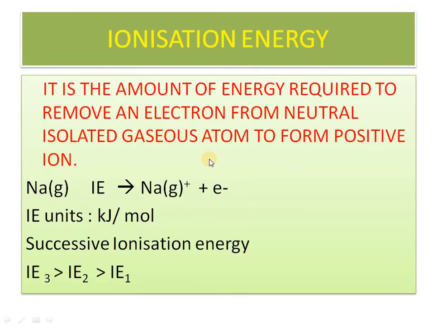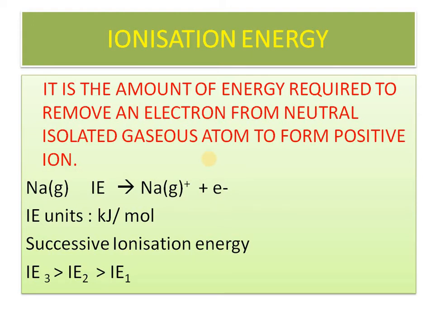Next is ionization energy. It is the amount of energy required to remove an electron from an isolated gaseous atom to form a positive ion. If you take the example of sodium, it is basically in the solid state. Solid we have to change into gas, then only this will be possible, because ionization energy is the removal of an electron in the gaseous state. The energy required to remove the electron from an isolated neutral gaseous atom to form a positive ion is called ionization energy. You can see from the example, Na gas, when you give the energy, Na plus is formed and the electron is out. Kilojoule per mole is the unit for that energy.